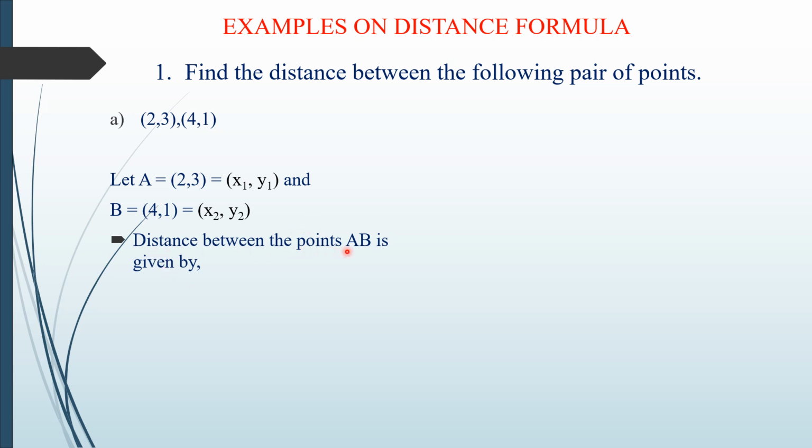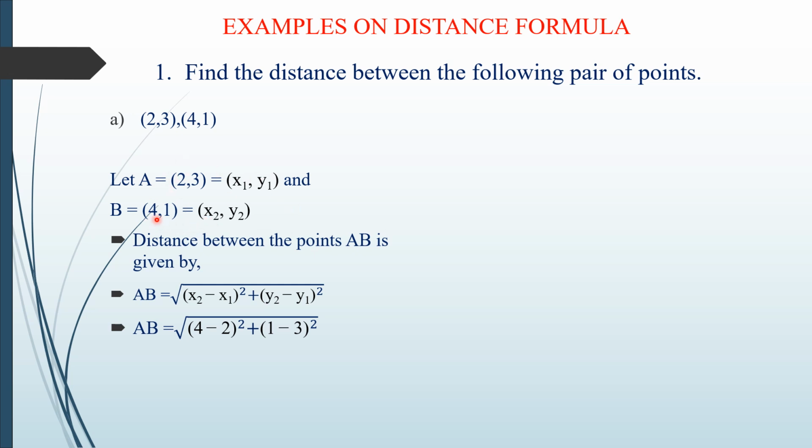The distance between the points A and B is given by, we know the distance formula, AB is equal to under square root x2 minus x1 whole square plus y2 minus y1 whole square. If I substitute all the values here, x2 is nothing but 4, you can put it here, x1 is nothing but 2, I will put it here, y2 is 1 and y1 is 3.